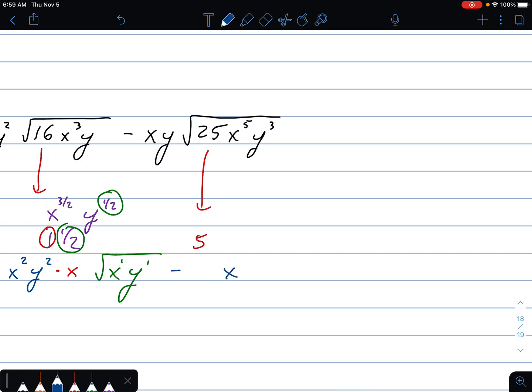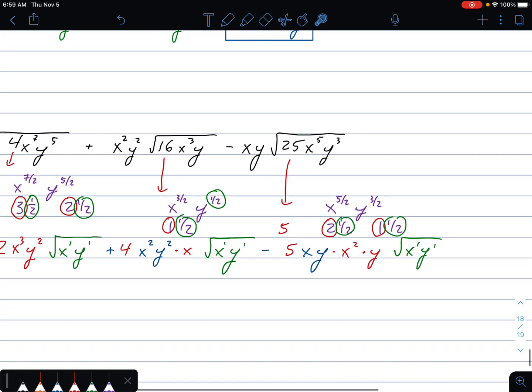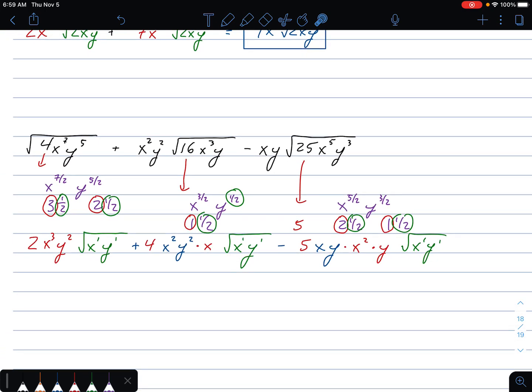Let's look at our next one. Again, minus xy. I'll drop that 5 out in front, because that's pretty quick. Now we're looking at my x to the 5 over 2 and my y to the 3 over 2. 5 over 2 becomes 2.5 like we saw before, and 3 over 2 becomes 1.5 like we saw before. So I have an x squared that comes out and a y to the first that comes out, times x squared times y. My 1/2 are the ones that stay in, x to the first, y to the first, index of 2. So now it looks like we have our third radicand. That's the same. Same index, same radicand.